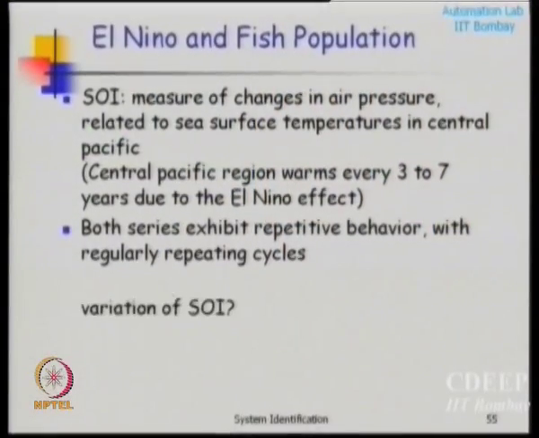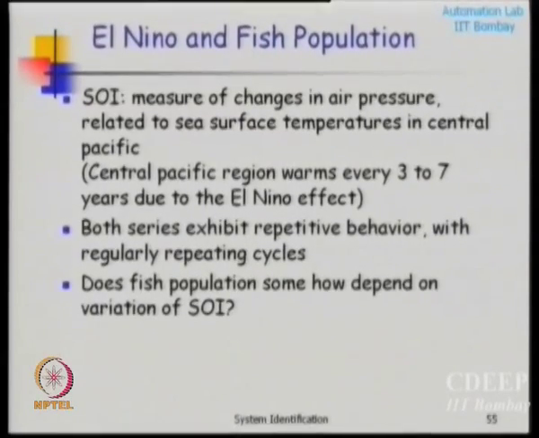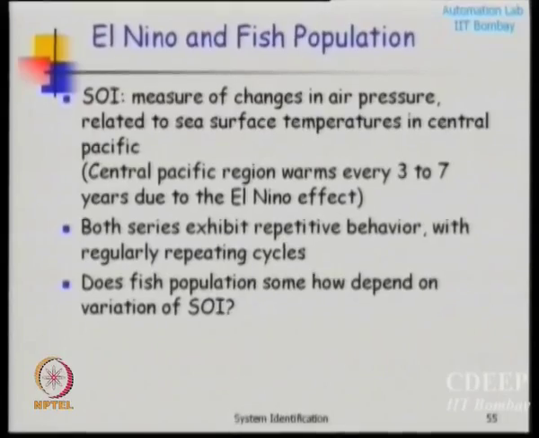So there is also data about fish population in the Central Pacific region collected by some government department, and this is scale data. It doesn't tell you exact numbers. It gives you between 0 and 100. There's some benchmark taken which is 100, and the question is, does the warming or the changes in the pressure and temperature in the Pacific region have any correlation with the fish population?